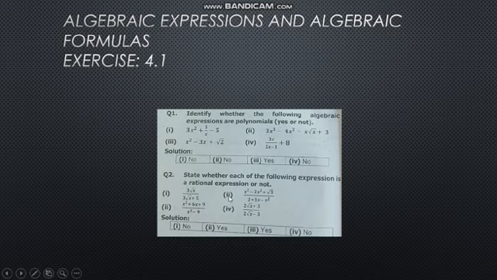Let's see the second one, which is a rational expression because it has non-zero powers, which are x cubed, x square, x and x square. Same is the case with the third one, and the fourth one is not a rational expression.